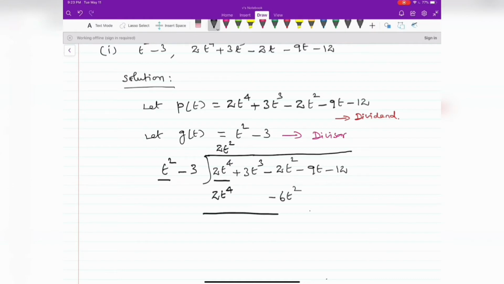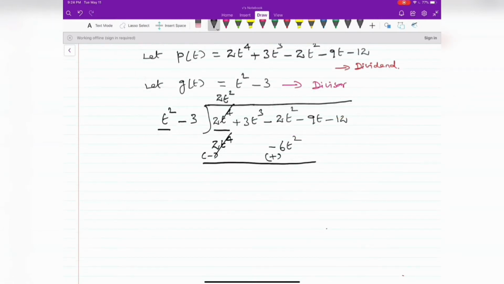Now, the usual procedure, I have to subtract. The sign will change. Minus, here it will be plus. Now, 2t power 4 minus 2t power 4 will get cancelled. Let me write this 3t cube as it is. Minus 2t square plus 6t square will give plus 4t square. Now my job is to bring down this minus 9t. Let me write it here.